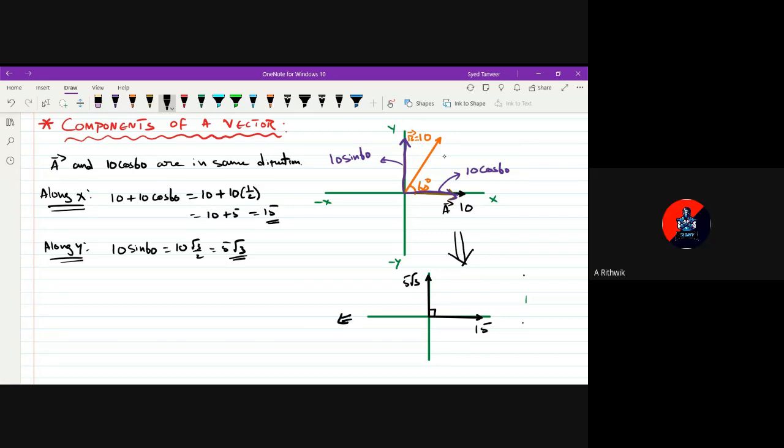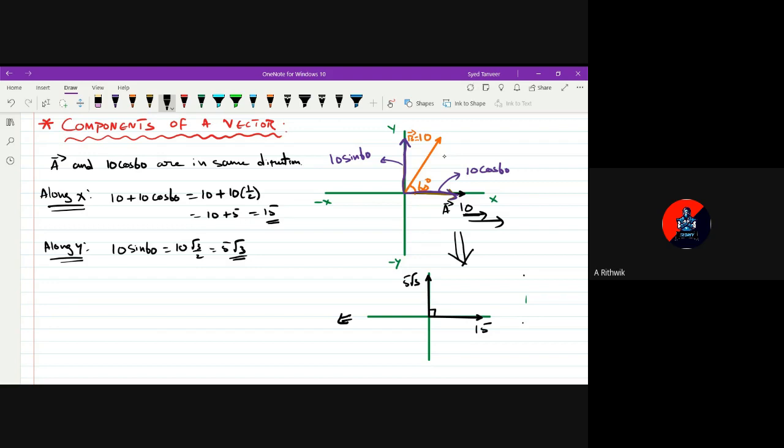Sir, along the y direction, you forgot to write 10 plus 10 sin 60. You directly wrote 10 sin 60. Where is that other 10 along the y direction? Sir, along the x direction, you wrote 10 plus 10 cos 60. Oh, yes. Because in the x direction, the given vector A is already in this direction. The component 10 cos 60 is in this direction. So 10 plus 10 cos 60. What are the vectors acting along the y direction?